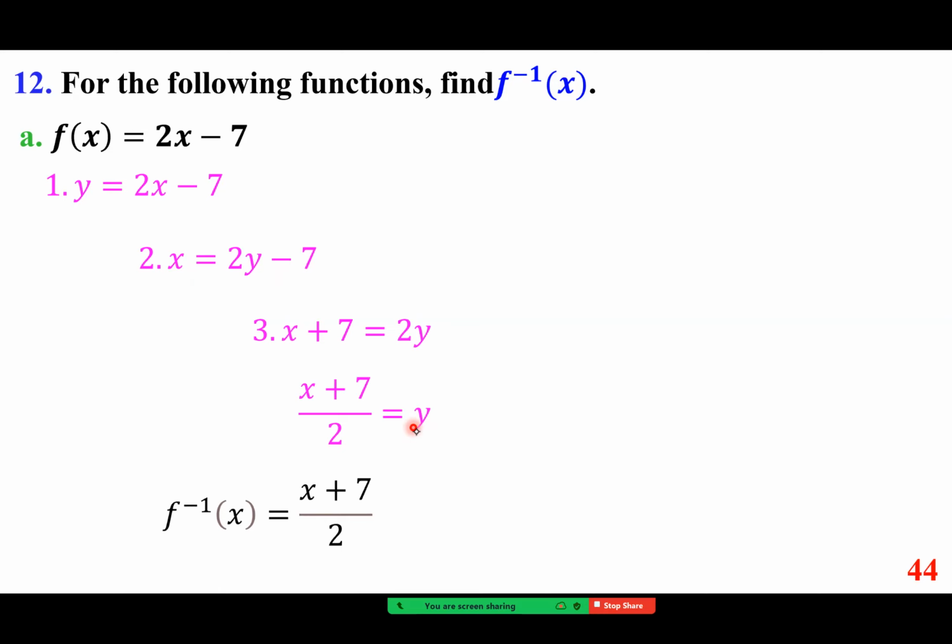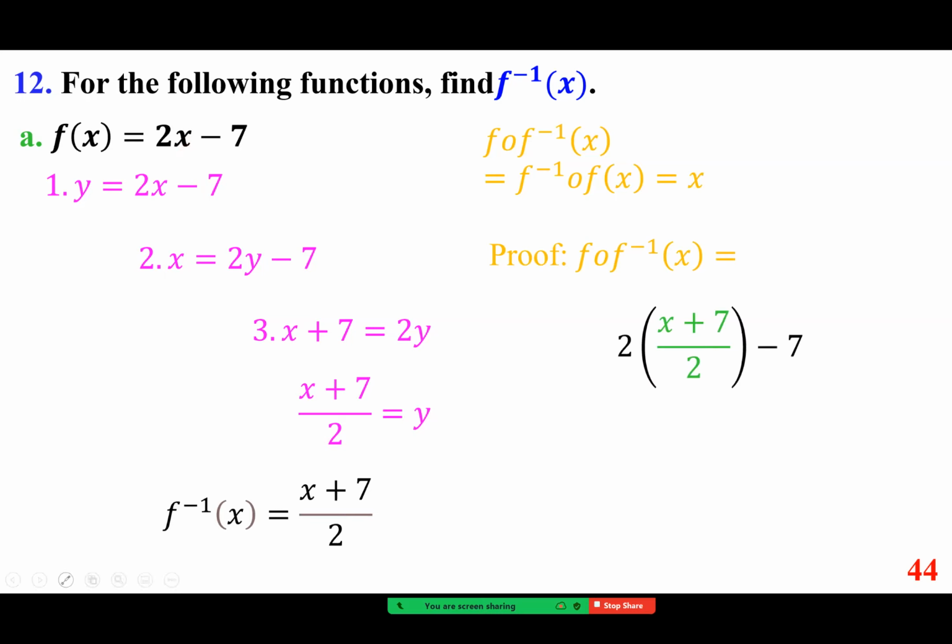In order to check, the composite function f of f inverse, or f inverse of f, is equal to x. We're going to look quickly at one of them. For example, if we look at f of f inverse of x, that means over here, we're going to replace the x with (x plus 7) over 2. As you can see, these two cancel each other. We get x plus 7 minus 7, which is x, and that's proof that they are inverse functions.